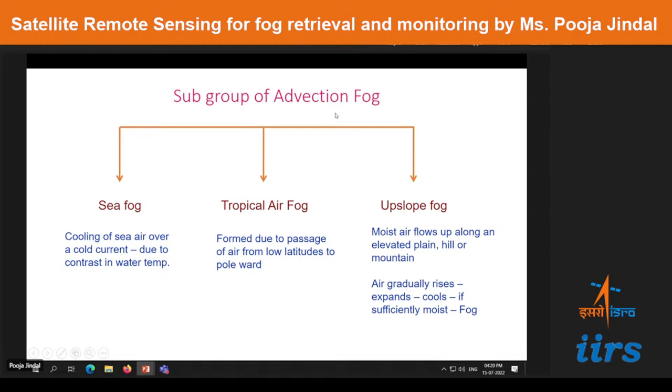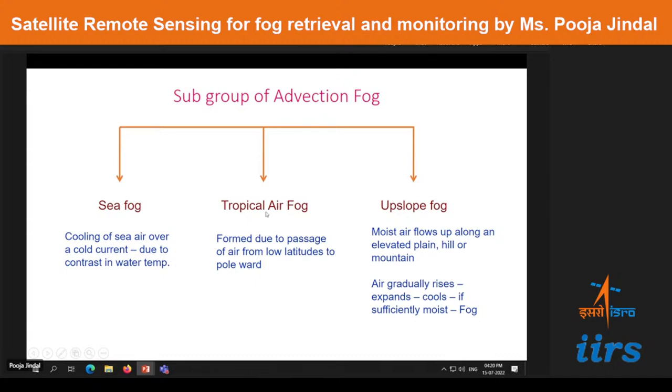Then we have the subgroup of the advection fog, which contains the sea fog, tropical air fog, and upslope fog. In the case of the sea fog, as the name suggests, it is over the sea area. The warm moist air moves over a cold oceanic or sea surface. Because the warm moist air will be in contact with the cold sea surface, it will also cool down, and if the cooling is sufficient that air is saturated, then condensation will take place, and such fog will be called a sea fog.